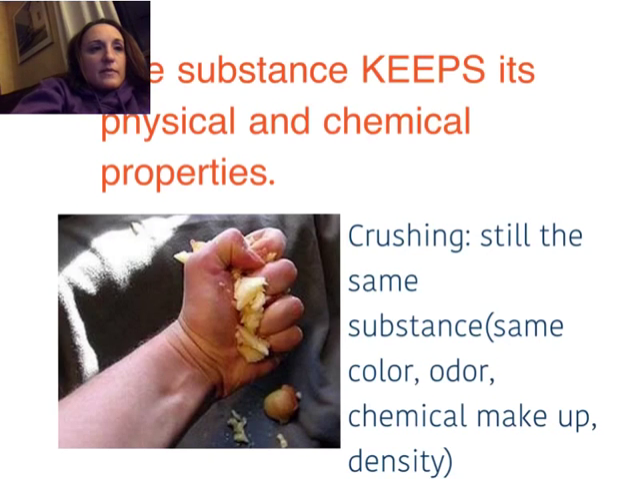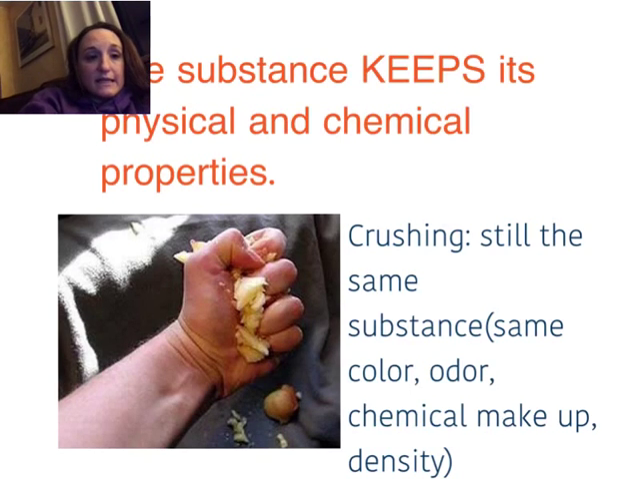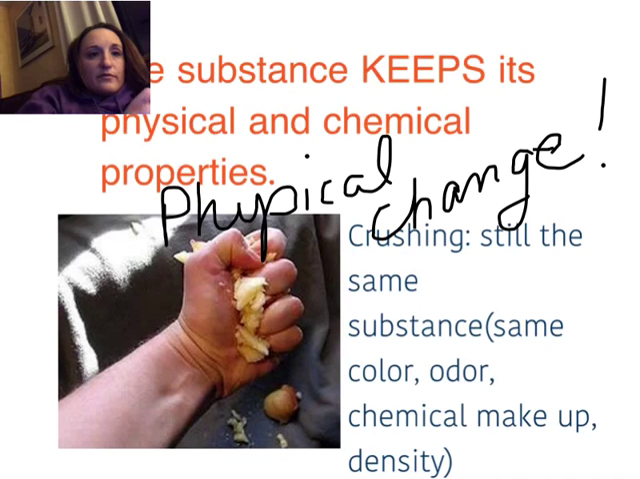Another example of this, and I can't move my picture out of the way, sorry about that, is crushing. The substance keeps its physical and chemical properties. When you crush something, it's still the same substance. It has the same color, odor, the same chemical makeup, the same density. I don't know what that person is crushing in the picture, but it's just a physical change. So it's still the exact same thing. And there you go, physical change.